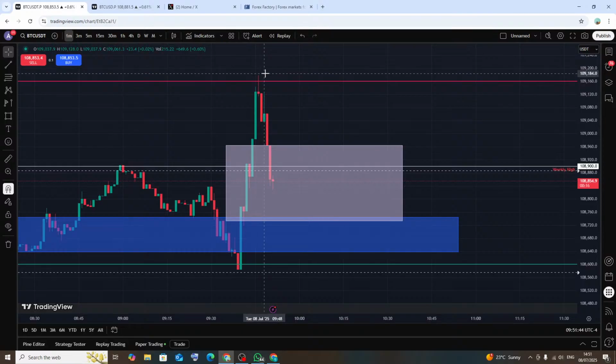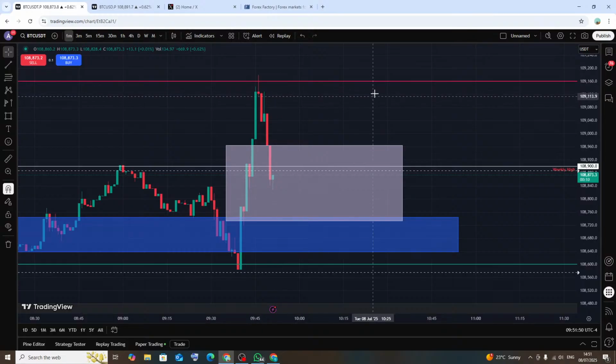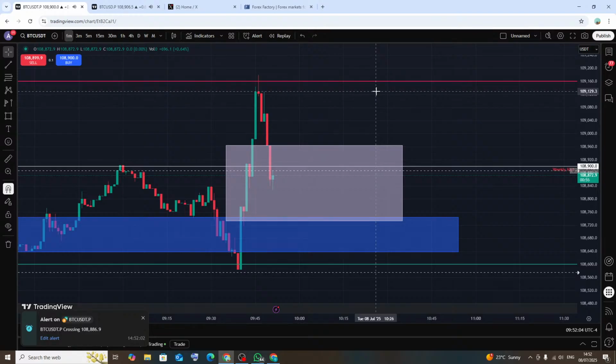Definitely, this is the top. This could be a stop loss above this green candle. Above this green candle could be a stop loss.